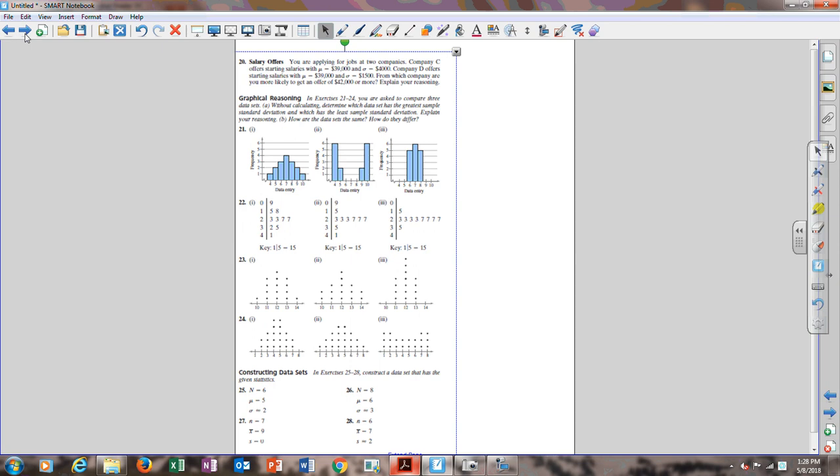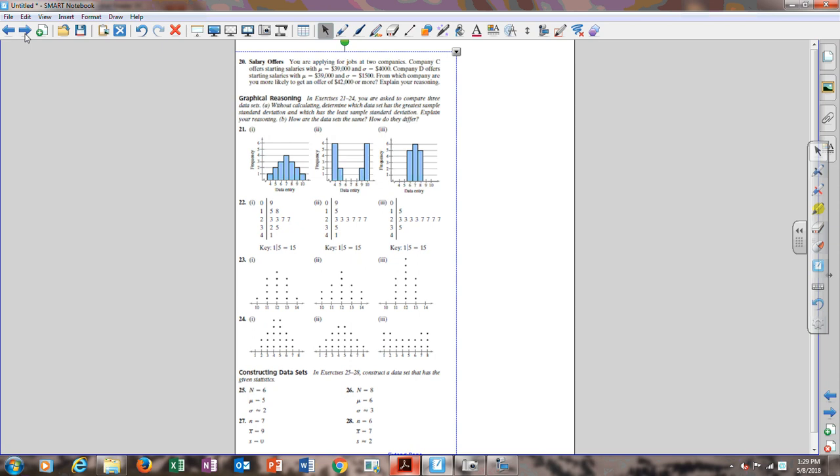Number 20, salary offers. You're applying for jobs at two companies. Company C offers starting salaries with mu equal to 39,000 and standard deviation 4,000. Company D offers starting salaries with mu equal to 39,000 and sigma equal to 1,500. From which company are you more likely to receive an offer of 42,000 or more? That would be Company C. And once again, it's because the standard deviation is higher, which means that the data is more spread out.